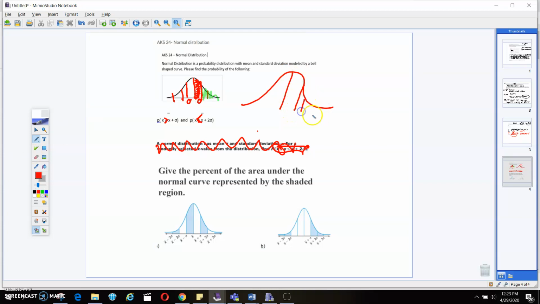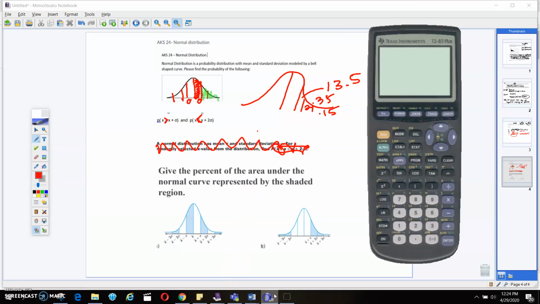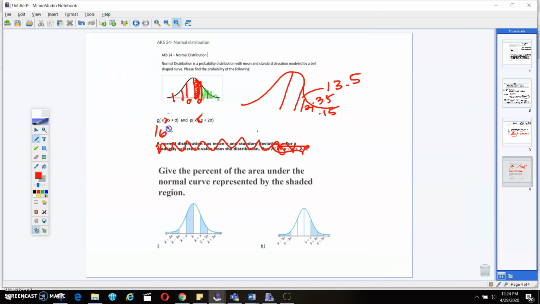So we want the second plus the third. The second standard deviation is going to be that 13.5% in between there, and then this one right here is going to be 2.35, and then this one's going to be 0.15. If we add all of that together in our calculator, 13.5 plus 2.35 plus 0.15, that's going to give us 16. So it's going to be 16%.